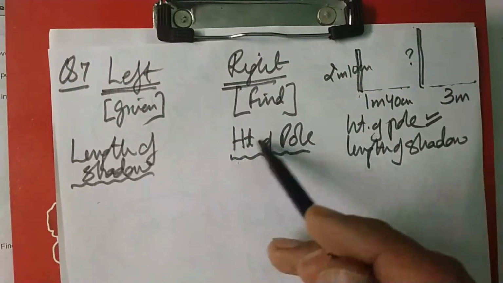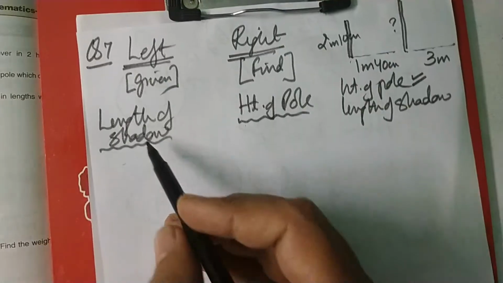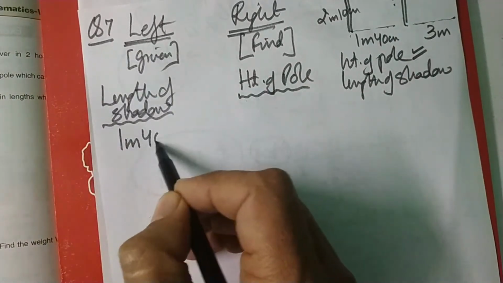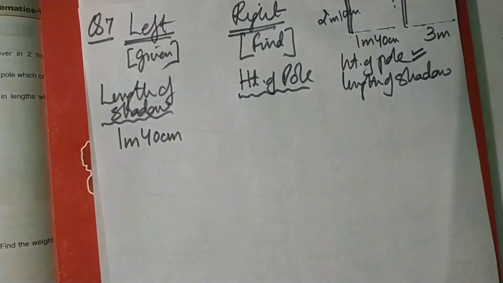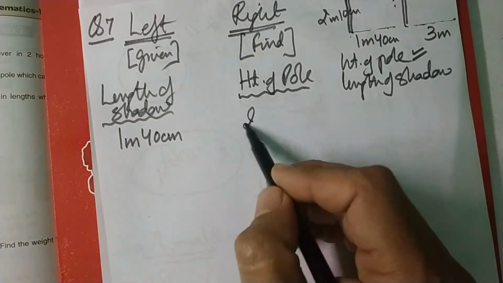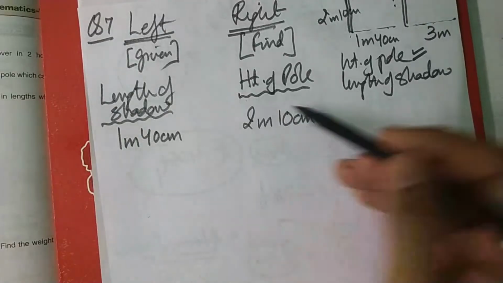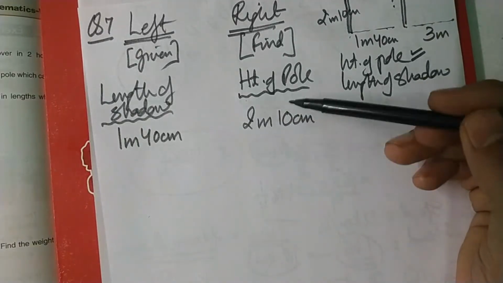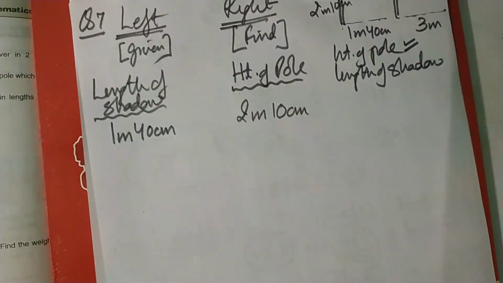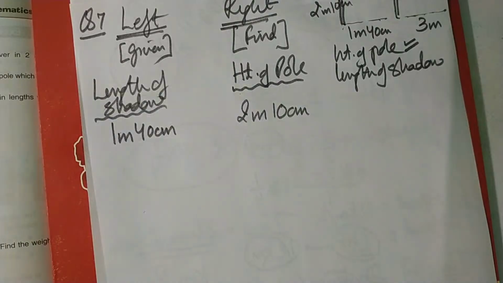After having written this, under this I will write whatever is given. The length of shadow in the question says 1 meter 40 centimeter. First let's write the number. 1 meter 40 centimeter shadow is made by 2 meter 10 centimeter pole. So on this side I will write pole and on this side I will write shadow.